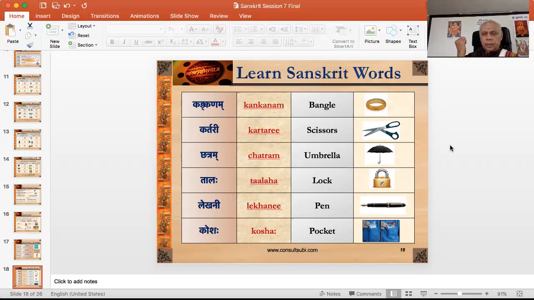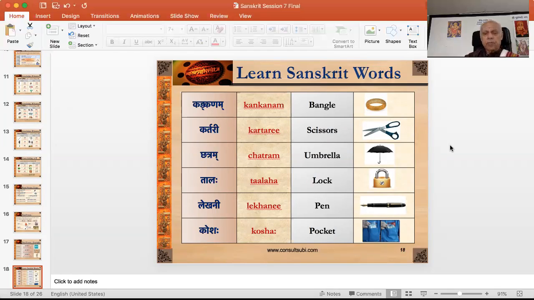Kartari. In Tamil you say Katri, Katrikol. It comes from the word Kartari. It means scissors, a pair of scissors. Chatram, referring to an umbrella. In Hindi you say chata, right? So chata comes from the word chatram. Talaha. In Hindi you say tala. Talaha is a Sanskrit word referring to a lock.